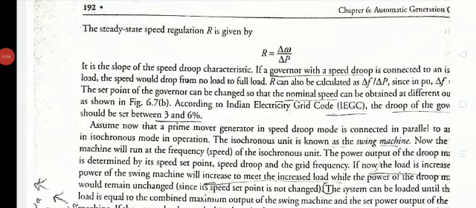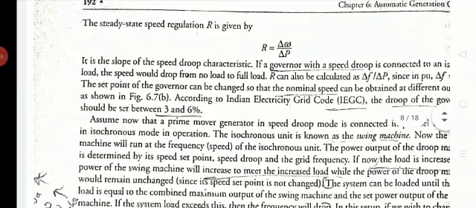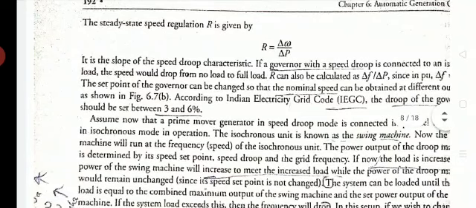Okay, you can see here the steady state speed regulation R is given by R equal to delta W by delta P. It is the slope of the speed droop characteristic. So that slope is nothing but the regulation, no doubt about it. So R is nothing but the slope of the droop characteristic that we have. So that gives you the regulation.